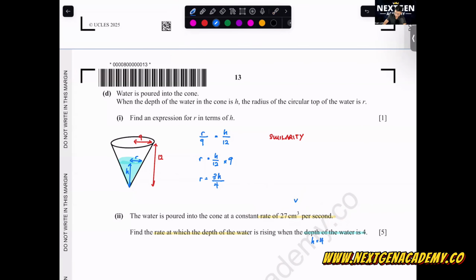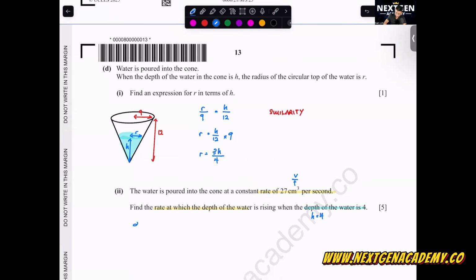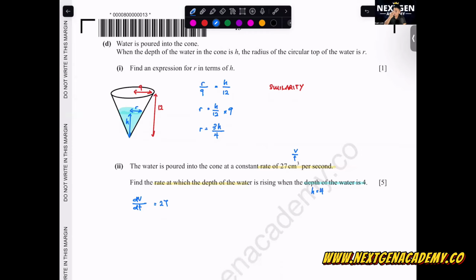Got it? It's volume over time. Normally, if you get confused on defining, just look at the unit. So dV over dt that's given to us is equal to 27. Then you will need to use whatever they give you. What do they want us to find? The rate of the water. So they want us to find dh over dt. We don't know what it is.